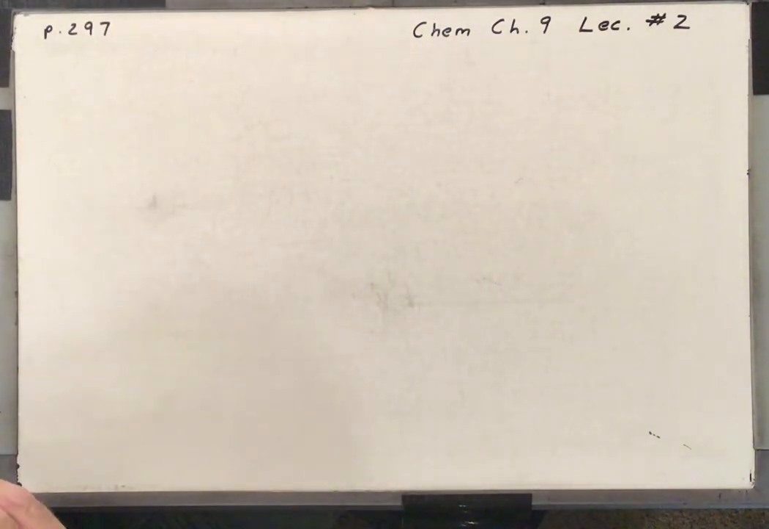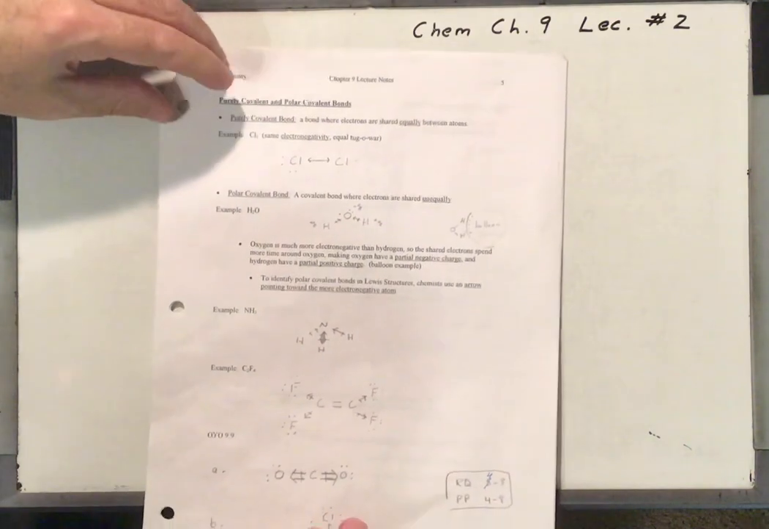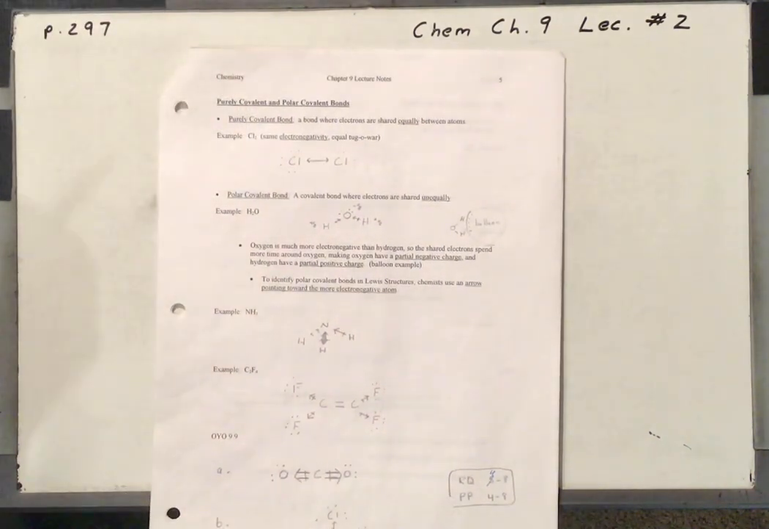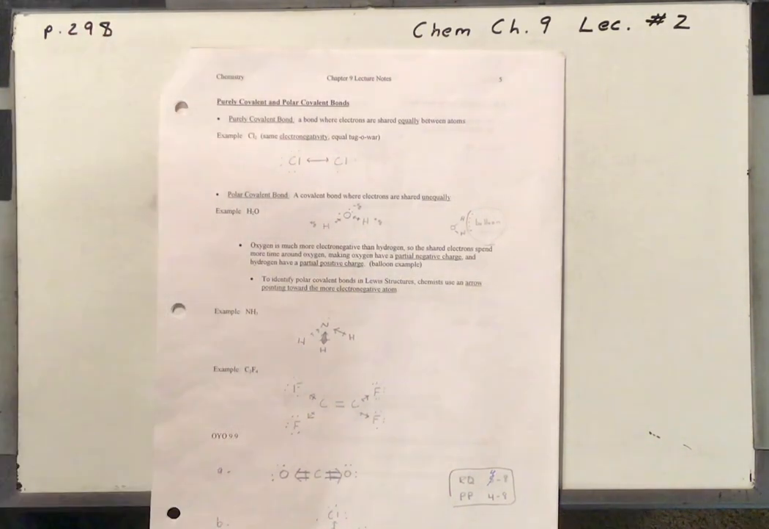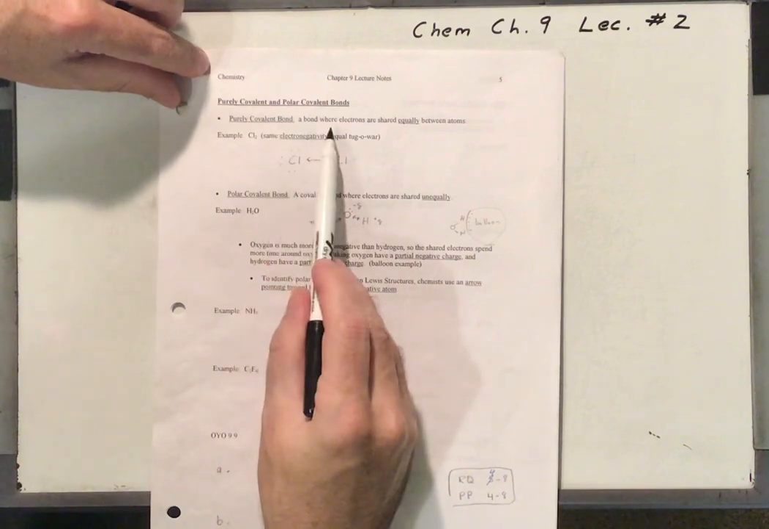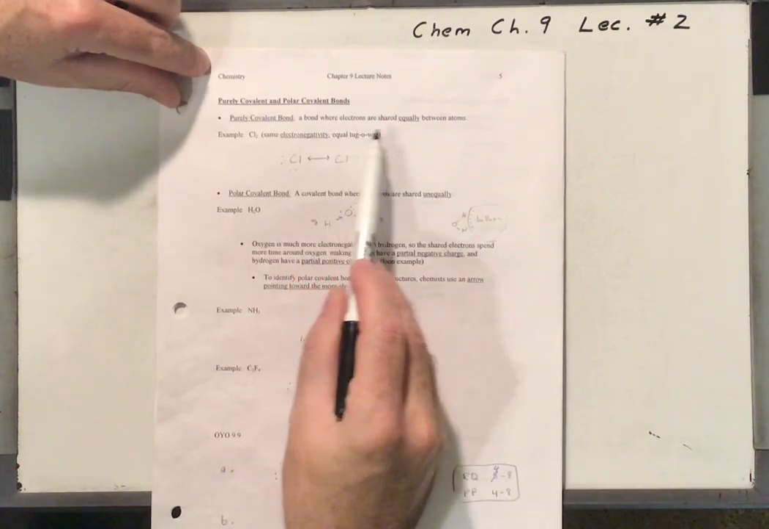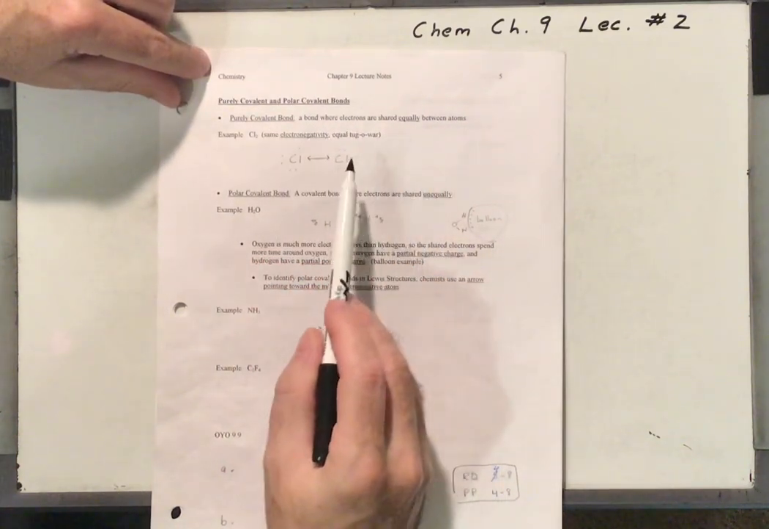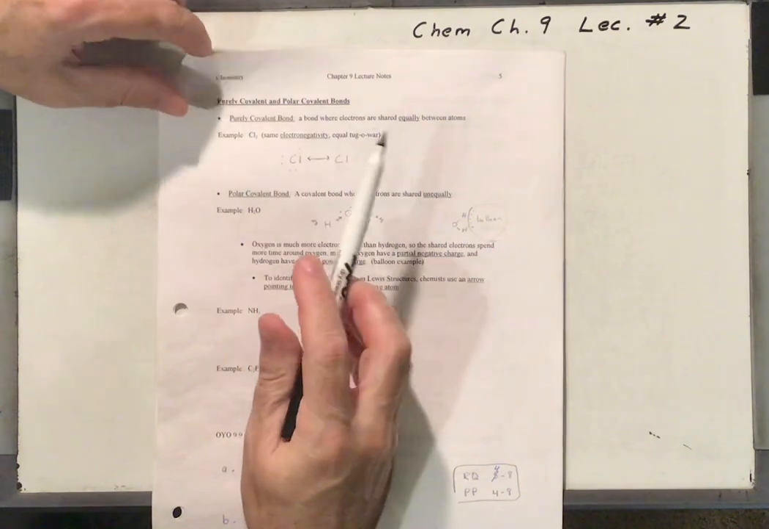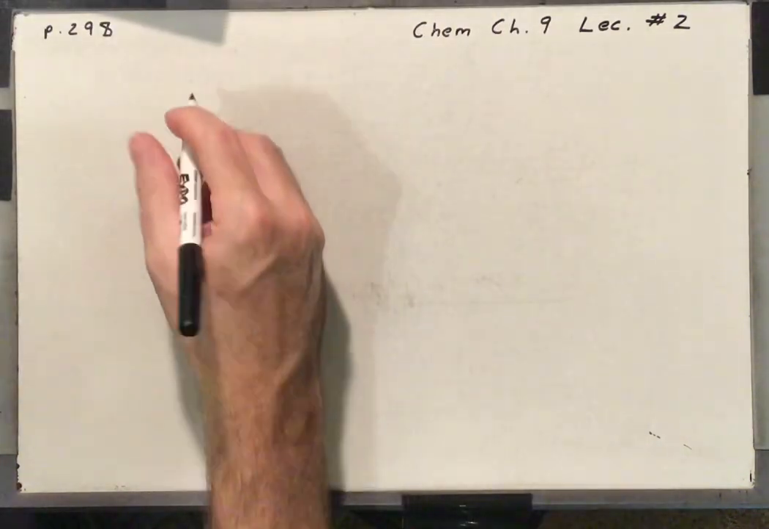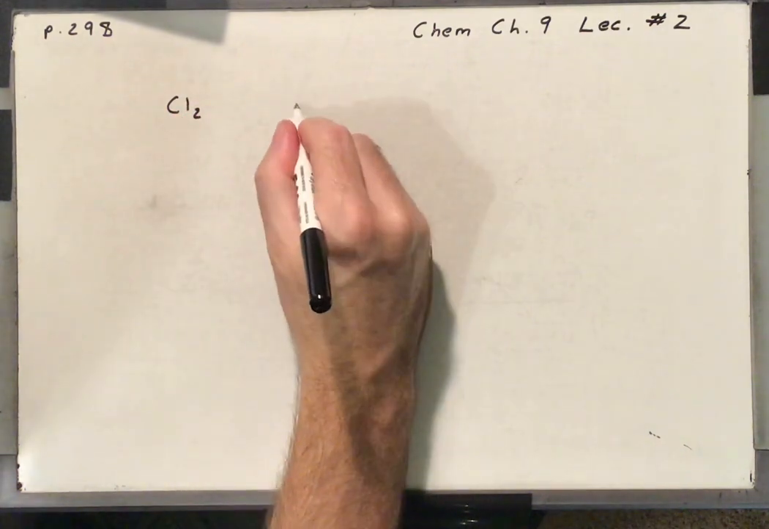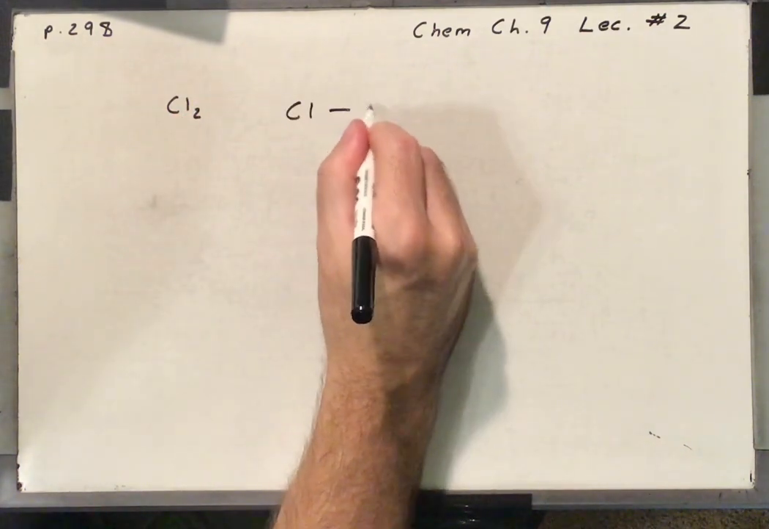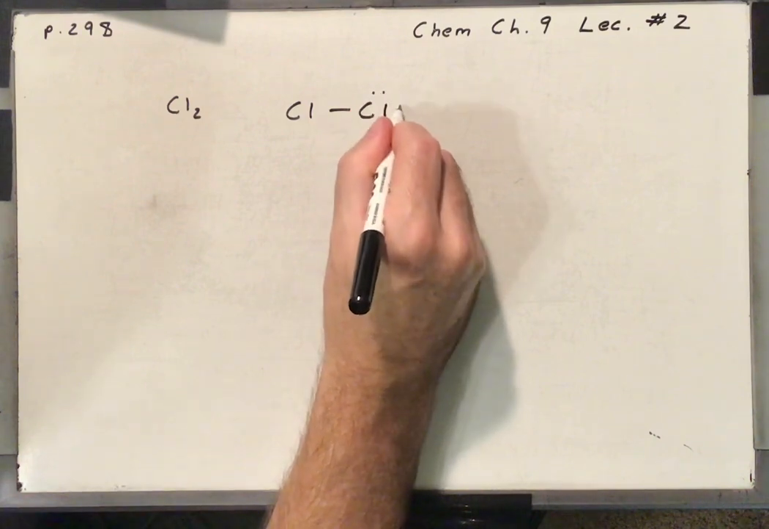So here we'll talk about a purely covalent bond. And we are on page 298 in the book. A purely covalent bond is a bond where electrons are shared equally. So we're going to talk a lot about electronegativity. For example, with Cl2, that's going to be a linear shape that looks like that.